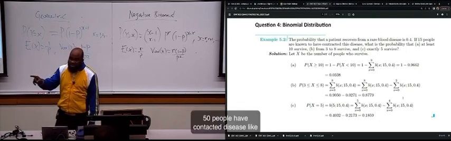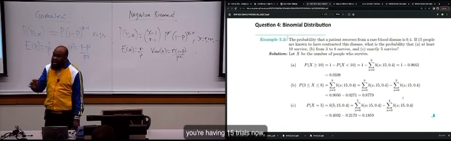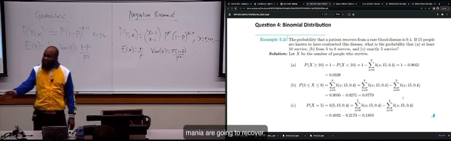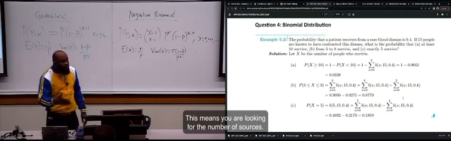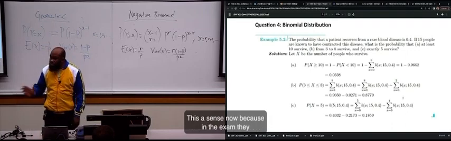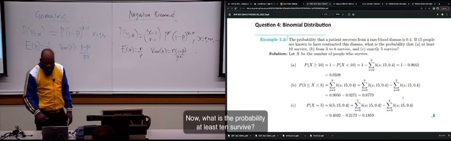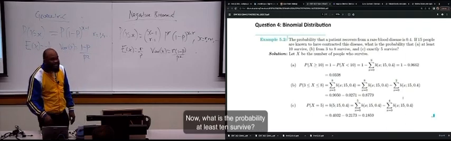Now, let me tell you this. 15 people have contracted the disease, like you're having 15 trials. Now, how many are going to recover? Then it means you are looking for the number of successes. Does that make sense? Because in the exam, they may not tell you it is going to be binomial. Now, what is the probability that at least 10 survive?